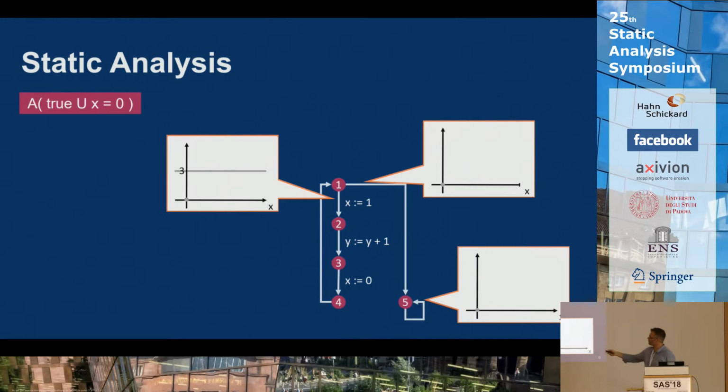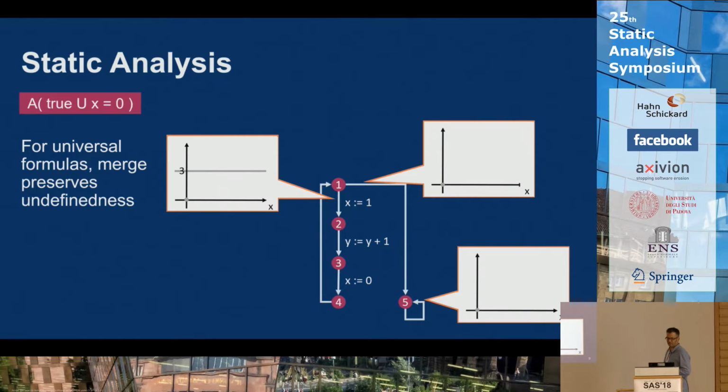And I have a property that talks about all executions, and I want the eventually x equals 0 to hold on all of them. In that sense, intuitively, when you combine what you get from one edge here and what you get from the other edge, the combination needs to preserve the undefinedness, because undefinedness is the conservative choice. It says the property doesn't hold. And if there is one execution on which the property doesn't hold, then the universally quantified property, of course, doesn't hold. So when I combine those two, wherever one of them is undefined, the undefinedness wins.